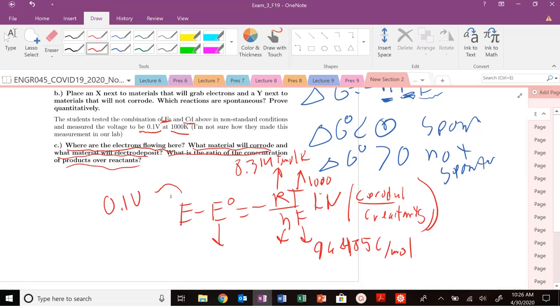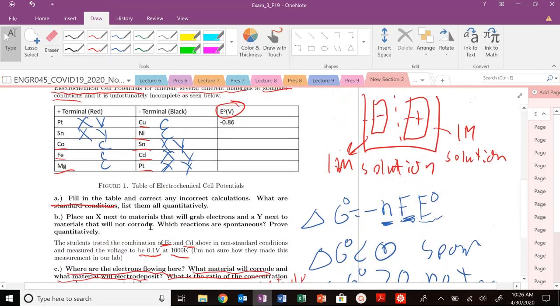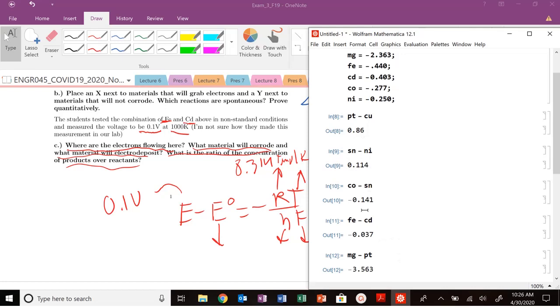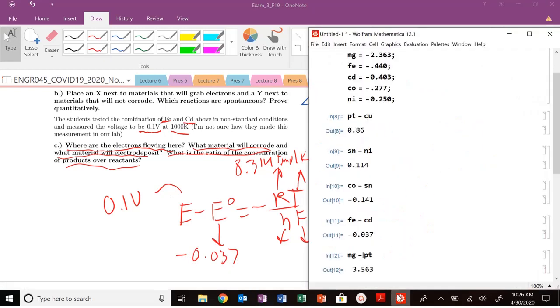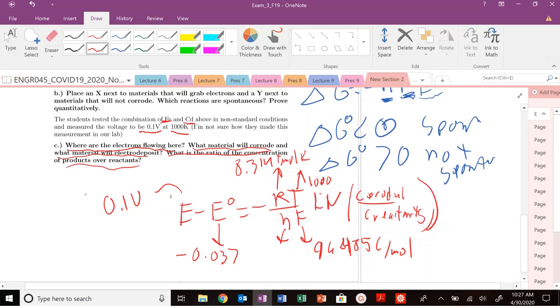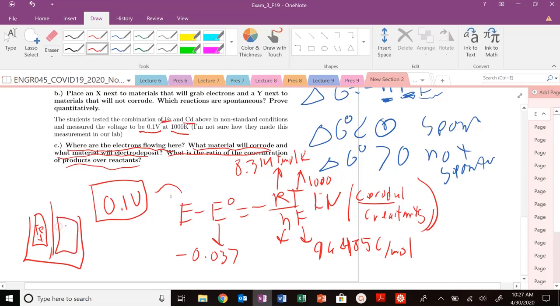When we have this combination of Fe and Cd, we previously found that E naught for FeCd was equal to minus 0.037 volts. So initially the electrons are flowing from where? Well, Cd was actually grabbing electrons from iron, but once we measure our voltage to be positive, if we have our cell here with our Fe and our Cd hooked up, this is our negative electrode, this is our positive electrode, and the electrons are flowing from here to here. So now we know that this material corrodes, and this one is going to be electropositive.